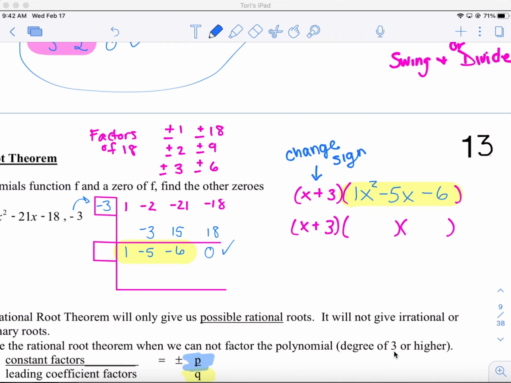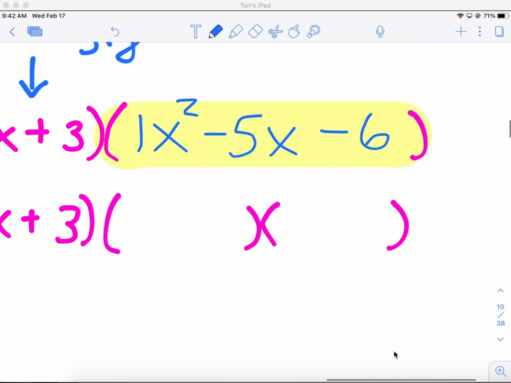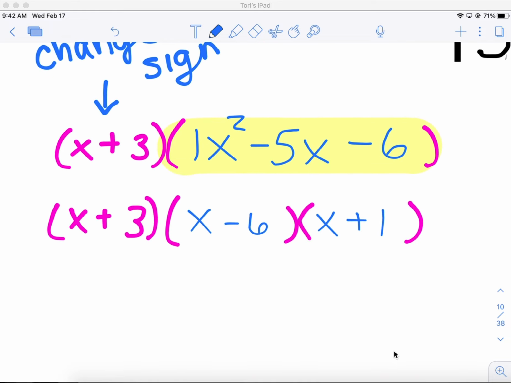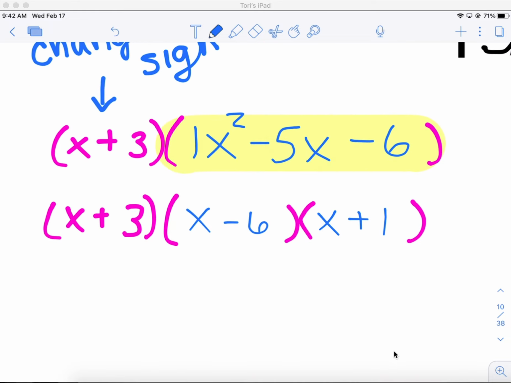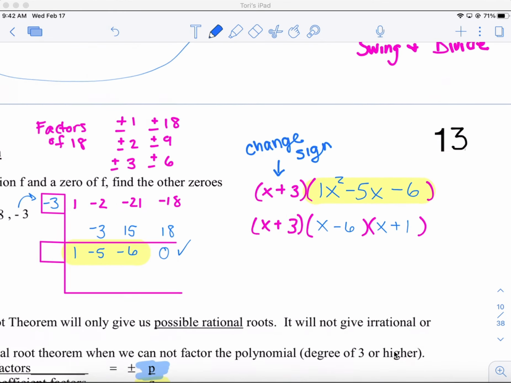Now, if it was me and I was factoring this, I would not even hesitate because I know what this is. I know it's going to be an x and an x. I know that numbers that multiply to make a negative 6 and add up to a negative 5 would be a negative 6 and a positive 1. If factoring seems so easy and obvious to you, use that as your final step. Don't do synthetic division, okay?